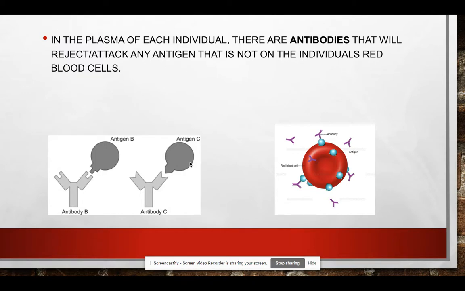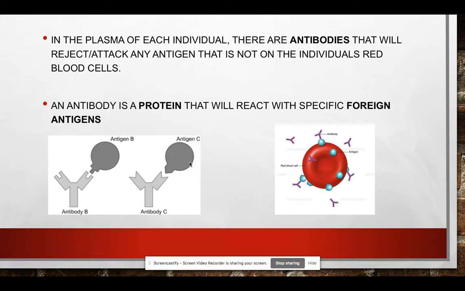It's like a lock and a key model. It perfectly fits and it connects with that antigen and it will hold on to it because it recognizes it as something foreign, something that is not supposed to be in your blood. By holding on to it, it immobilizes it and gives your body enough time for those white blood cells to come and get rid of it. So the antibody is a protein that will react with specific foreign agents to help protect your body. And they're usually just floating around in your plasma and hanging around those red blood cells trying to protect them.